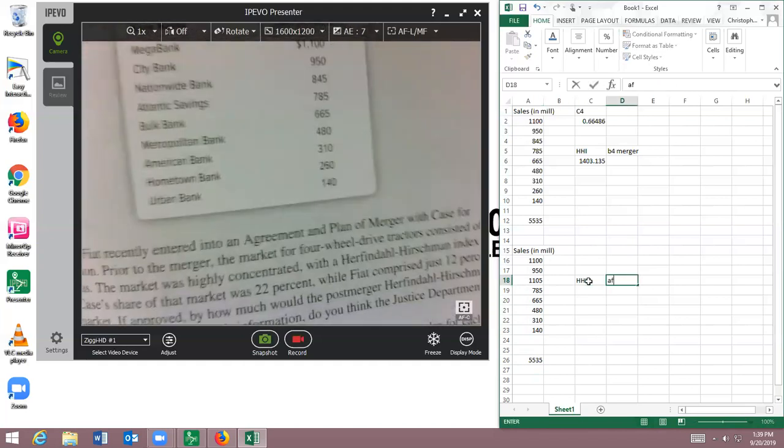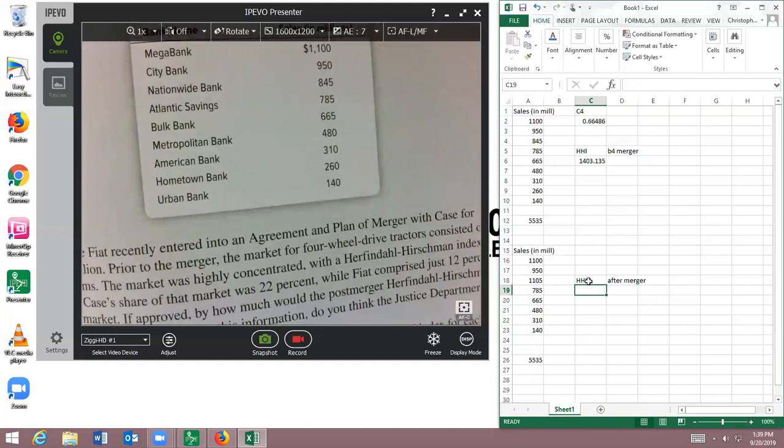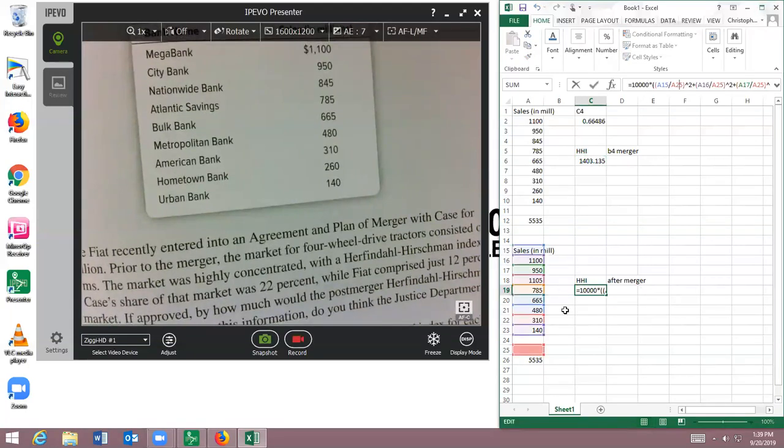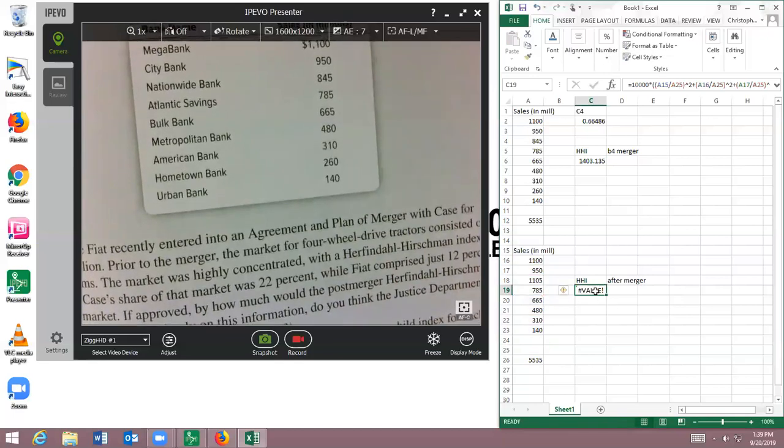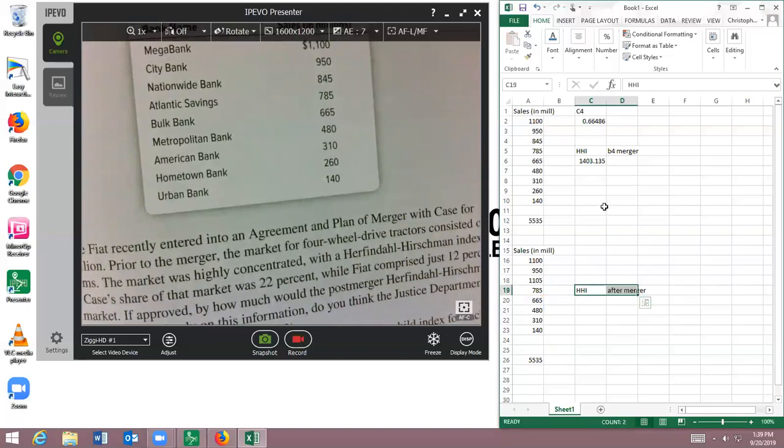So the HHI after the merger is going to be, and the cool thing about this is we can just copy this and paste it over here. And it gives us a value error because it's trying to reference an empty cell. So what I'm going to do is move this right here. I need to copy it to the same one. So this was at 665.